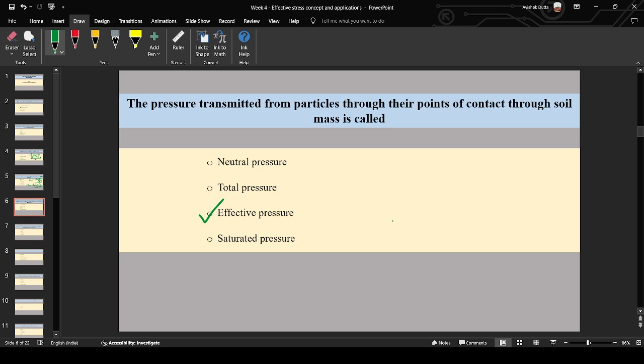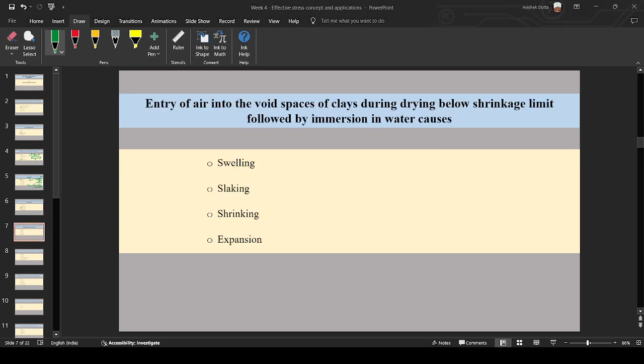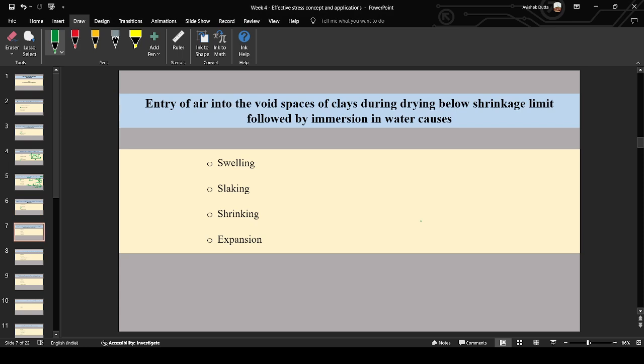Next question: entry of air into the void spaces of clays during drying below shrinkage limit followed by immersion in water causes.